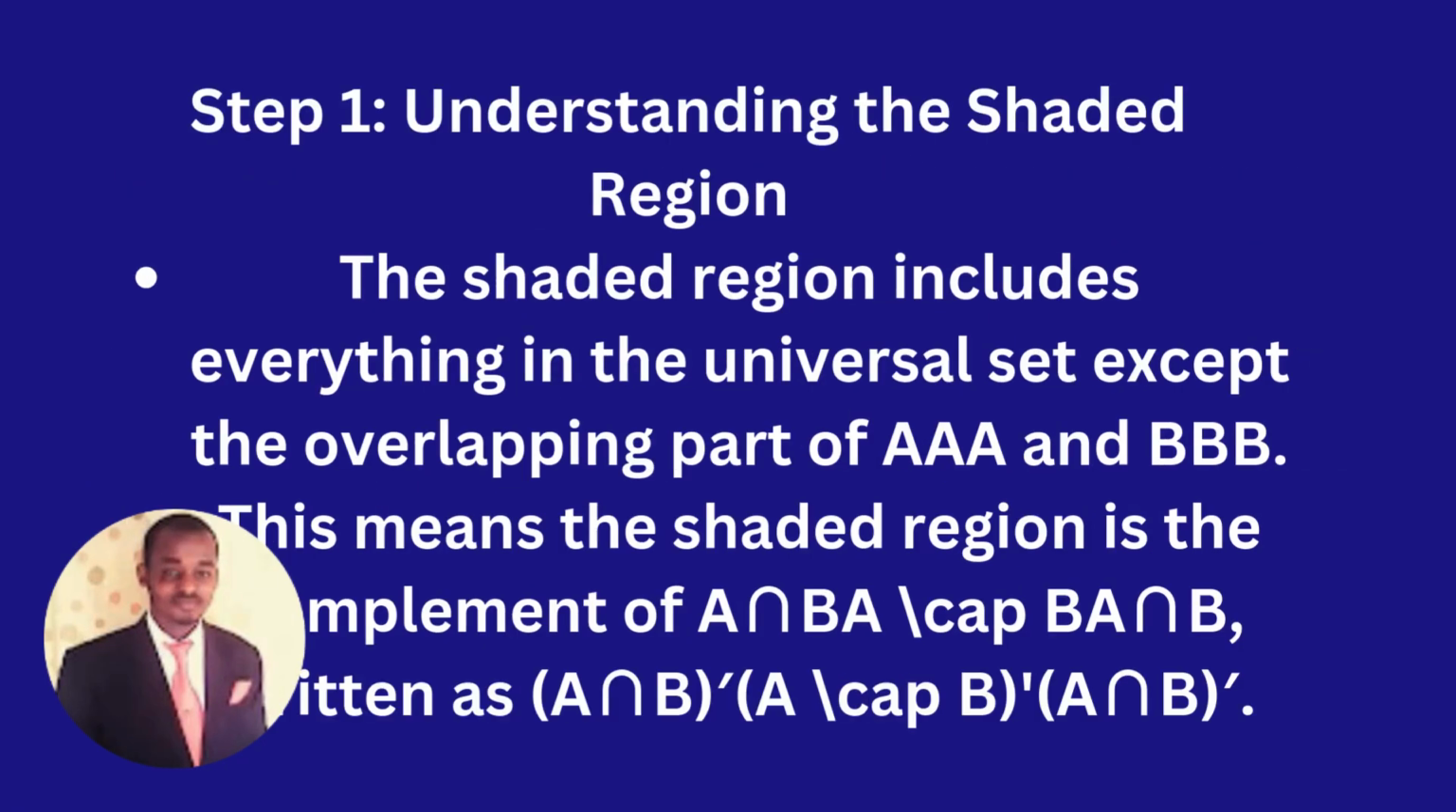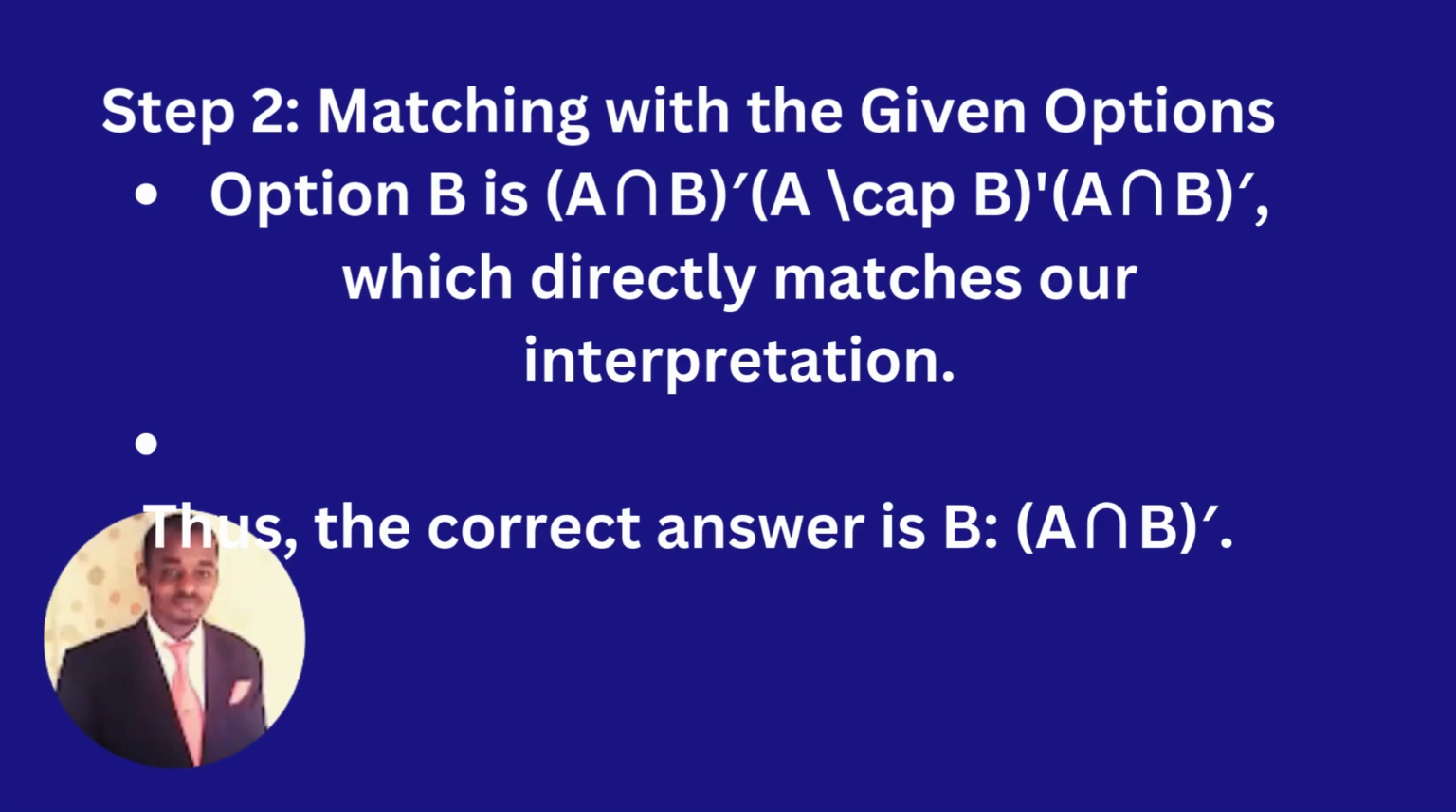Here we can see understanding the shaded region. The shaded region includes everything in the universal set except the overlapping part of A and B. This means the shaded region is the complement of A intersection B. You can see here the formula and the result of that question. The second part is matching with the given options. Option B, as you can see here, directly matches our interpretation. So the correct answer is B. This is how we calculated it.